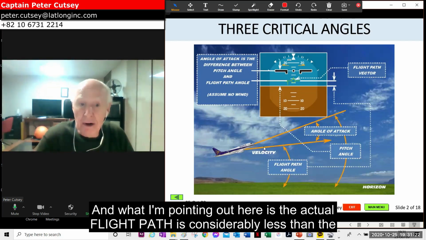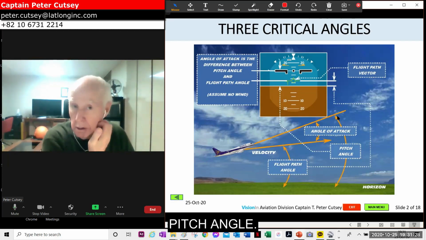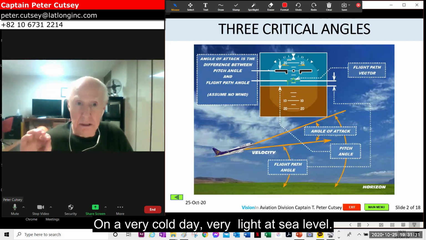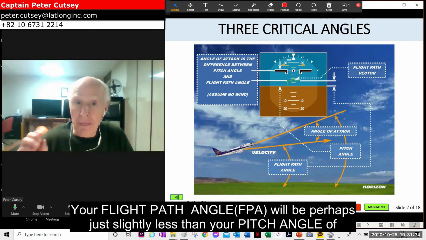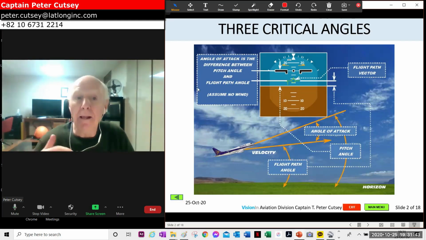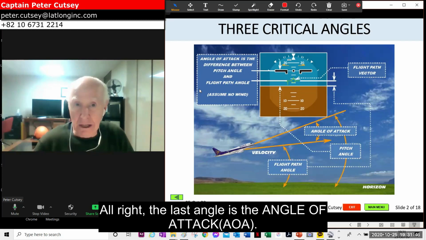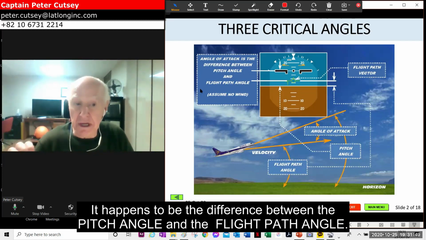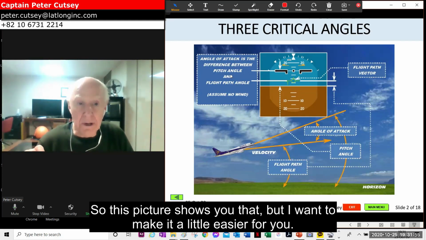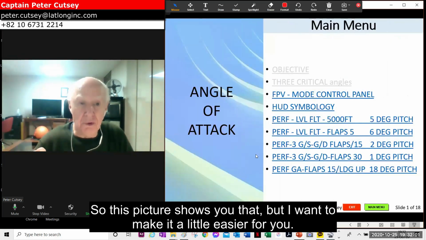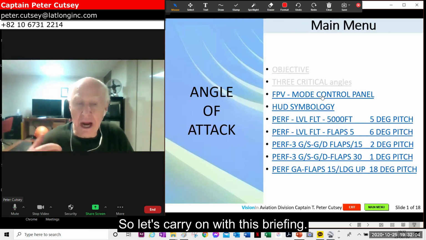And what I'm pointing out here is the actual flight path is considerably less than the pitch angle. On a very cold day, very light, at sea level, your flight path angle will be perhaps just slightly less than your pitch angle of 15 degrees. All right. The last angle is the angle of attack. It happens to be the difference between the pitch angle and the flight path angle. So this picture shows you that, but I want to make it a little easier for you. So let's carry on with this briefing.